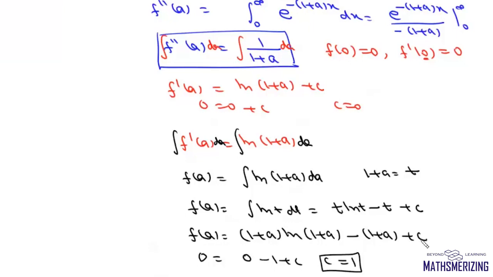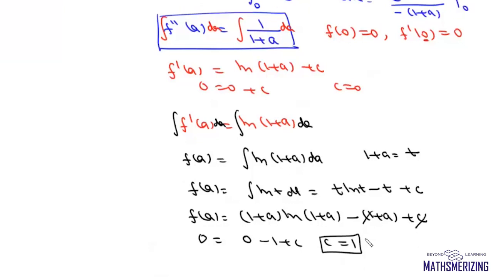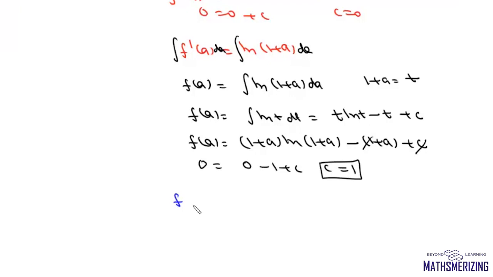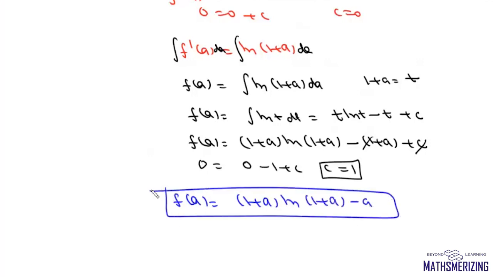And if we put c as 1, the c and minus 1 will cancel. In that case, value of this integral will be (1 plus a) log(1 plus a) minus a, and that is the answer to this question.